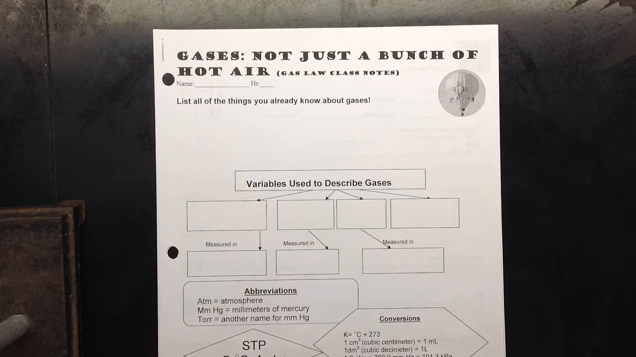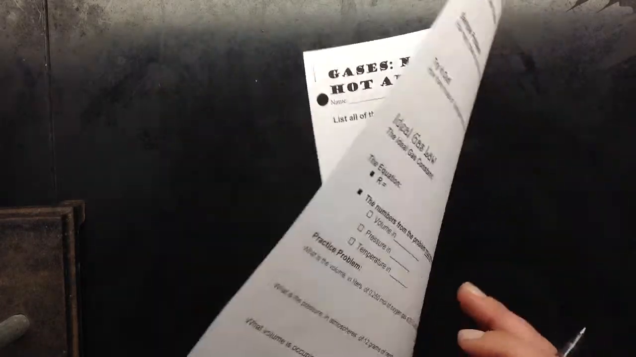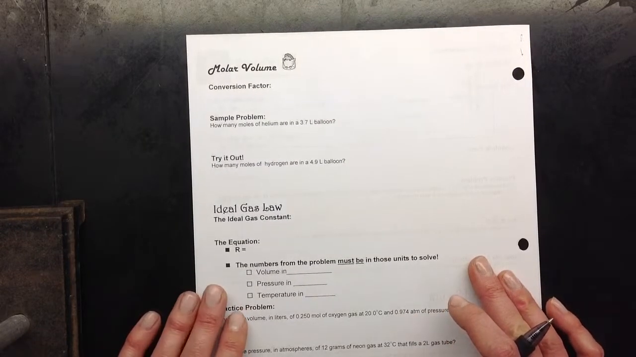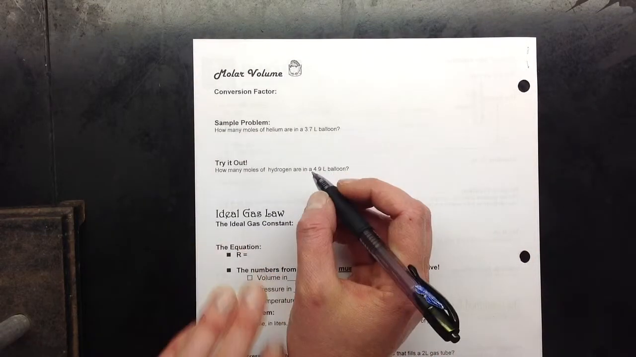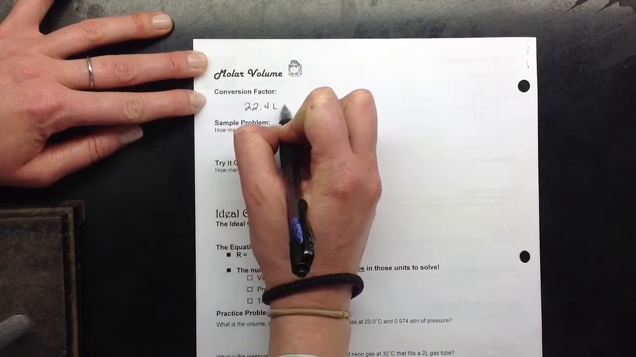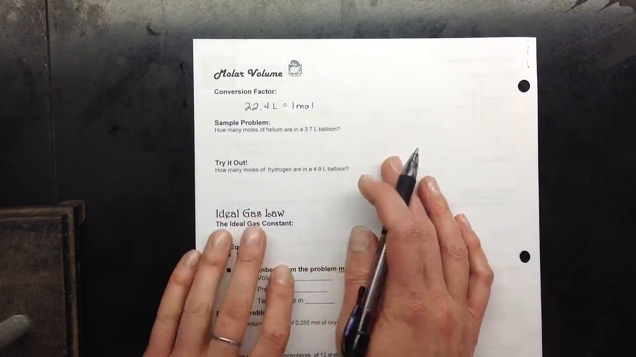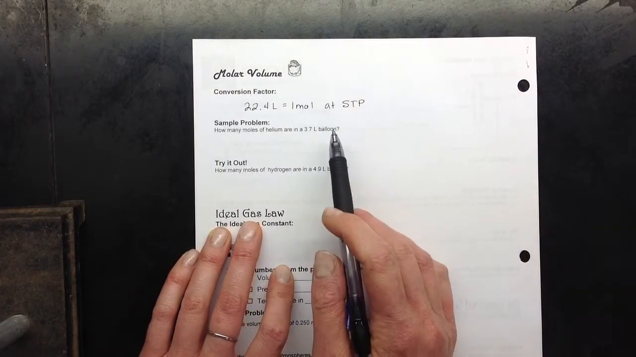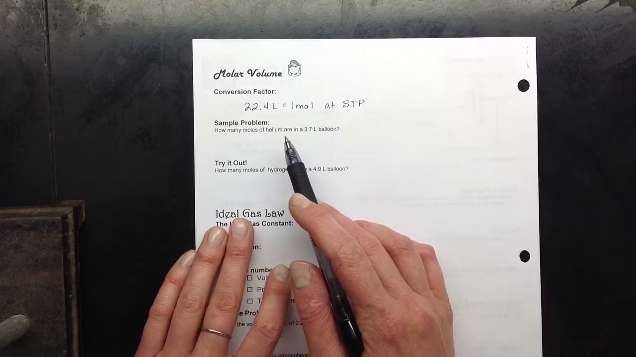So first we need to look at what molar volume is. Go ahead and flip to the last page of your notes, which is on the back here. We're going to look at molar volume. In order to convert moles to liters, we need this conversion factor, and that conversion factor is 22.4 liters is equal to 1 mole. It's important to note that this is at STP. So at standard conditions, 0 degrees Celsius and 1 atmosphere, 22.4 liters of gas is going to be equal to 1 mole.